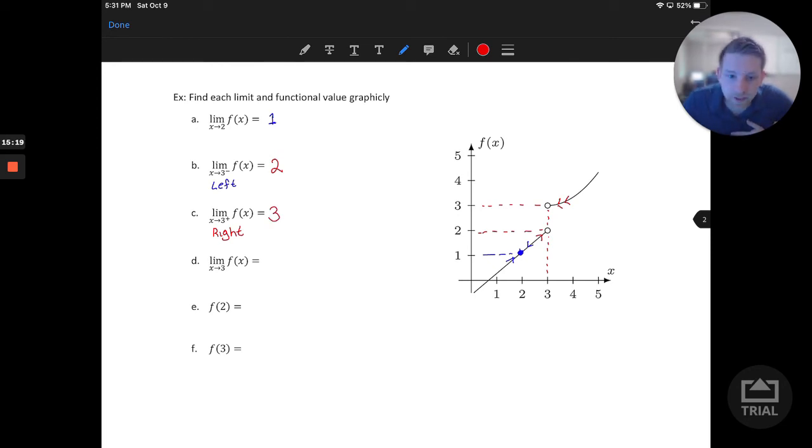So here's an example where we can take a look at the two-sided limit at x equals 3 and consider, well, we're approaching the height of 3 from the right and we're approaching the height of 2 from the left. And so here is where those two one-sided limits do not agree in part B and C. And so we would say that in part D, this two-sided limit does not exist.